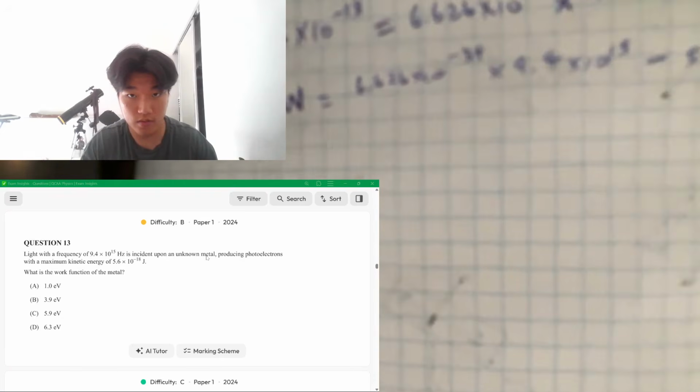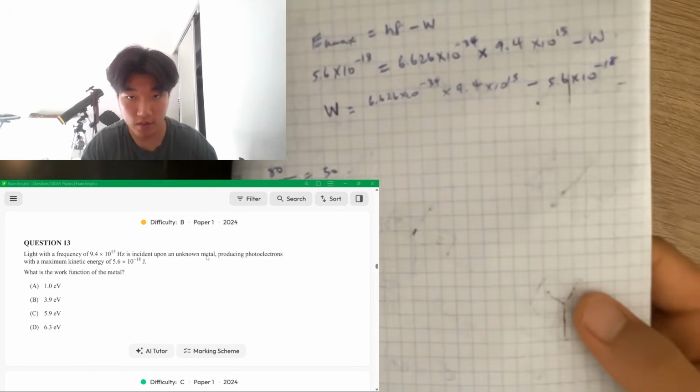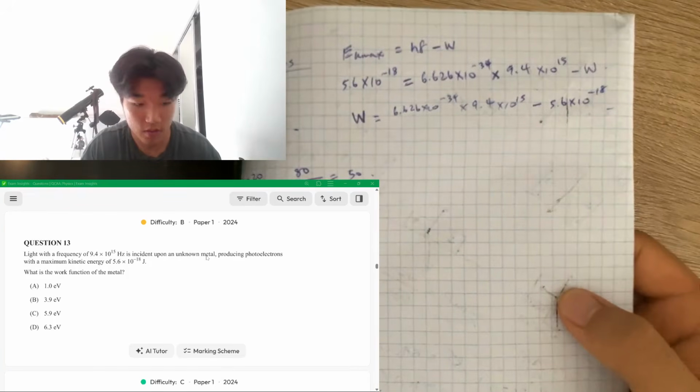It's not focusing. How do I get it to focus?